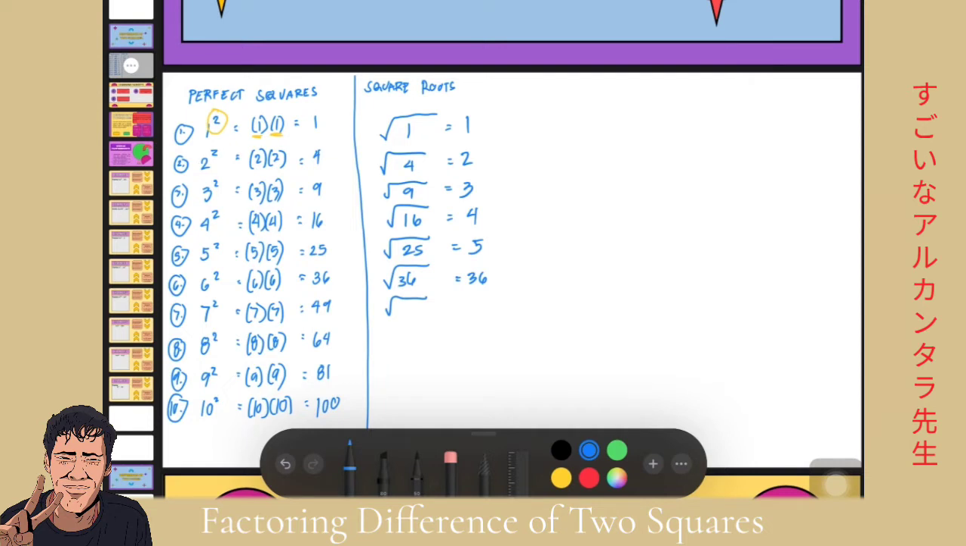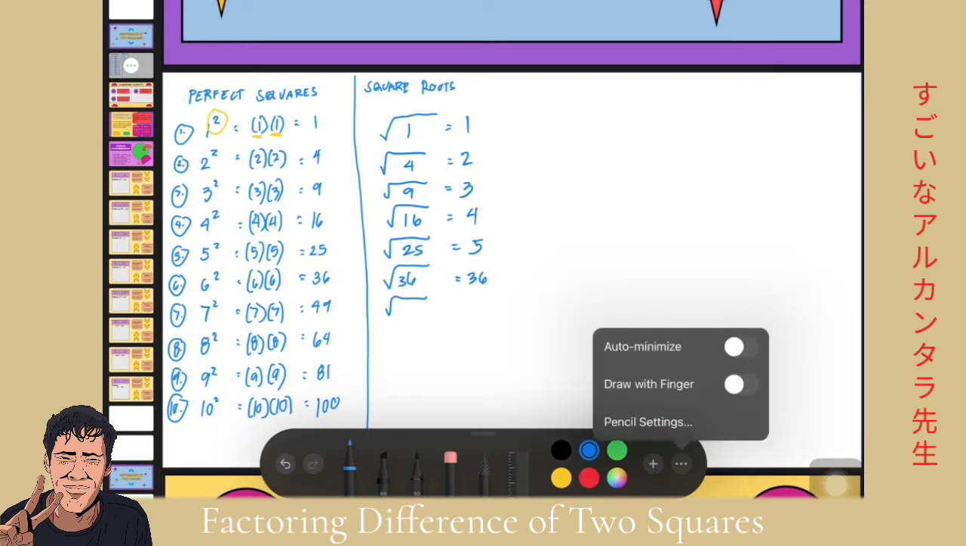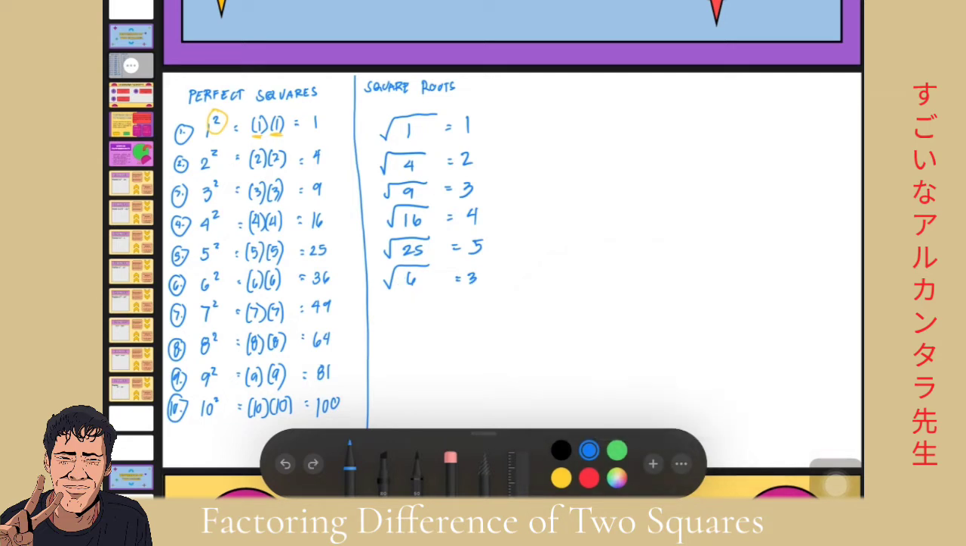I'm so sorry for that. Let me erase this thing. I wrote 36 here, where it's supposed to be 36 here. This should be 6. I'm sorry. Next is 49. The square root of that is 7. The square root of 64 is 8. The square root of 81 is 9. And lastly, the square root of 100 is 10.